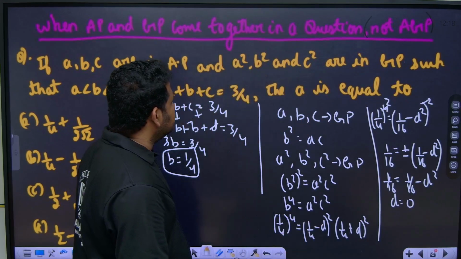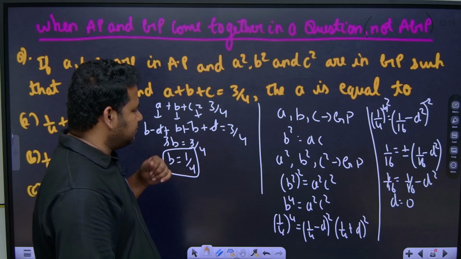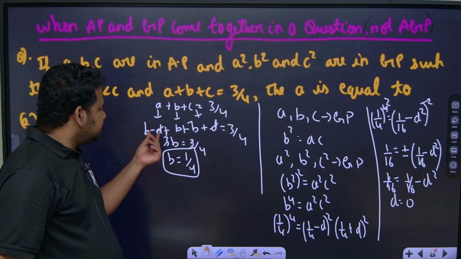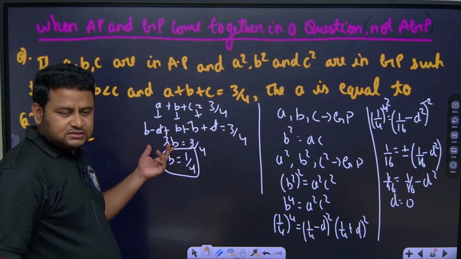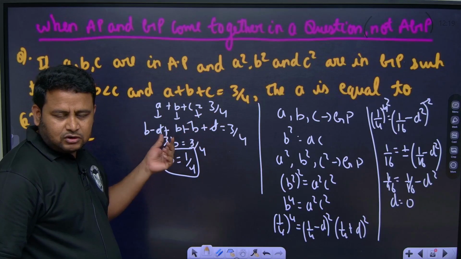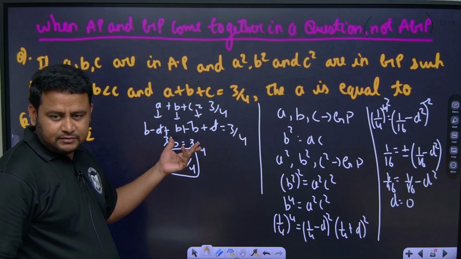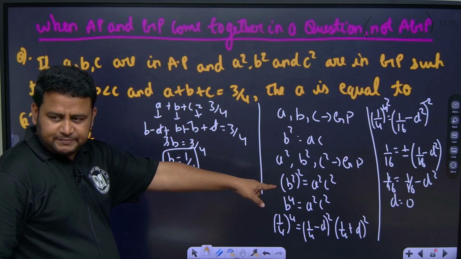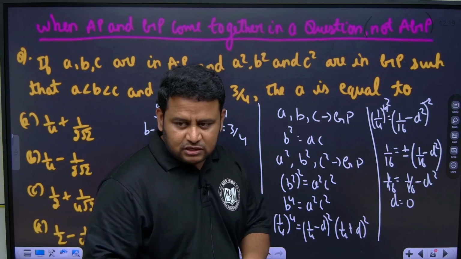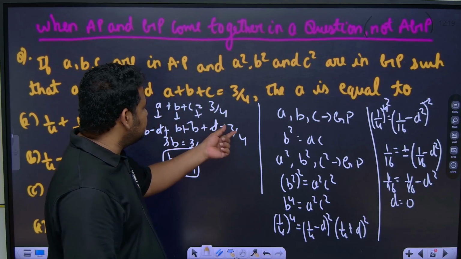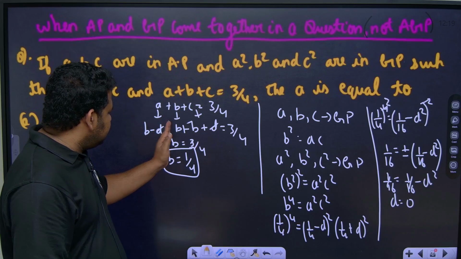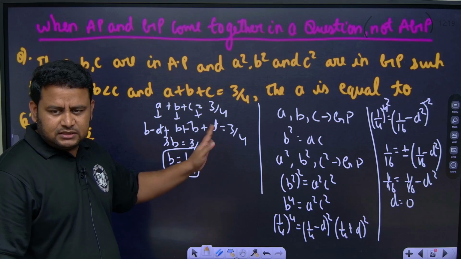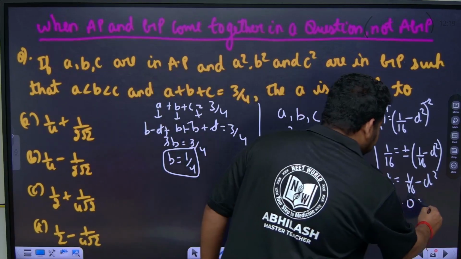Okay. If D is equal to 0, that means what? D is nothing but what I have taken in terms of AP here. D is nothing but common difference. Common difference is 0 means it will not exist only. Common difference cannot be 0 here. If common difference is 0, you can't get A plus B plus C is equal to 3 by 4. So, D cannot be 0. Understood why D cannot be 0? If I put D is equal to 0, what will happen? 3B is equal to 3 by 4. 3B cannot be equal to 3 by 4. So, this will become not equal.